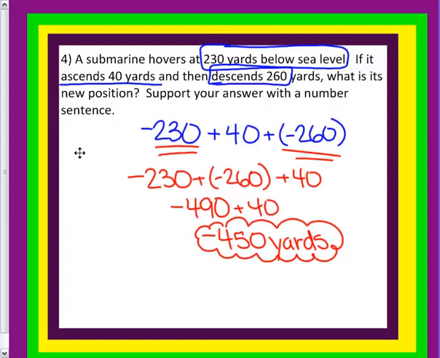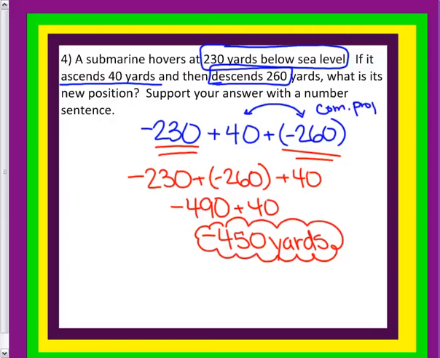A submarine hovers 230 yards below sea level. So that's a -230. It ascends 40 yards. So that means it goes up 40, so positive. And then it descends 260, which means it goes down 260. So I can use the commutative property to change the order. I'm going to switch these two using the commutative property.